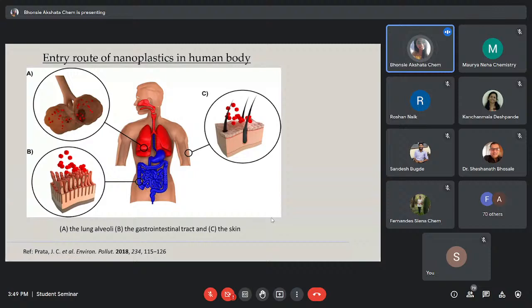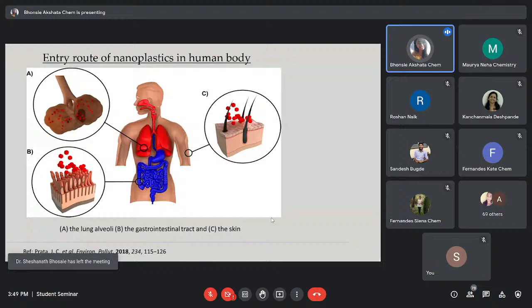And the third is skin. Now, the upper layer of skin is the stratum corneum, and we know the nanoparticles are hydrophobic, so it is not expected that they will transmit through the skin, but through hair follicles, exits of sweat glands, or through injured skin, they can enter inside the body.